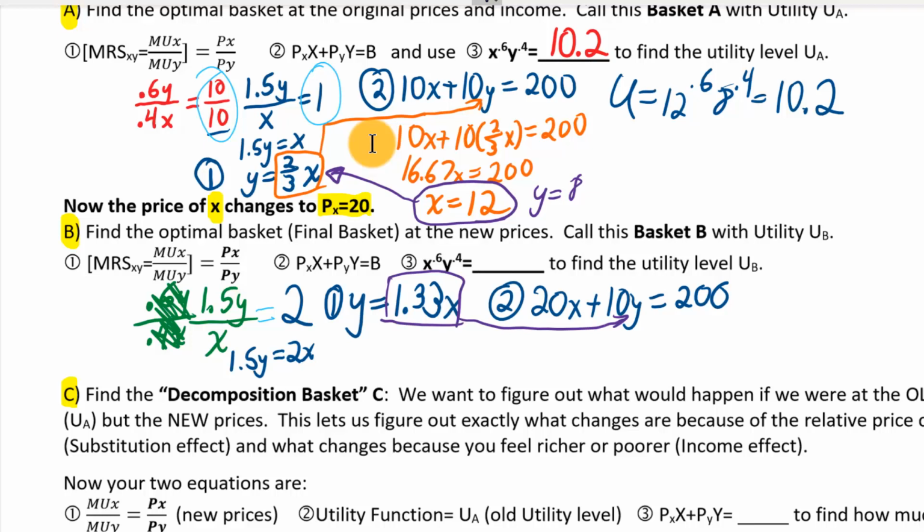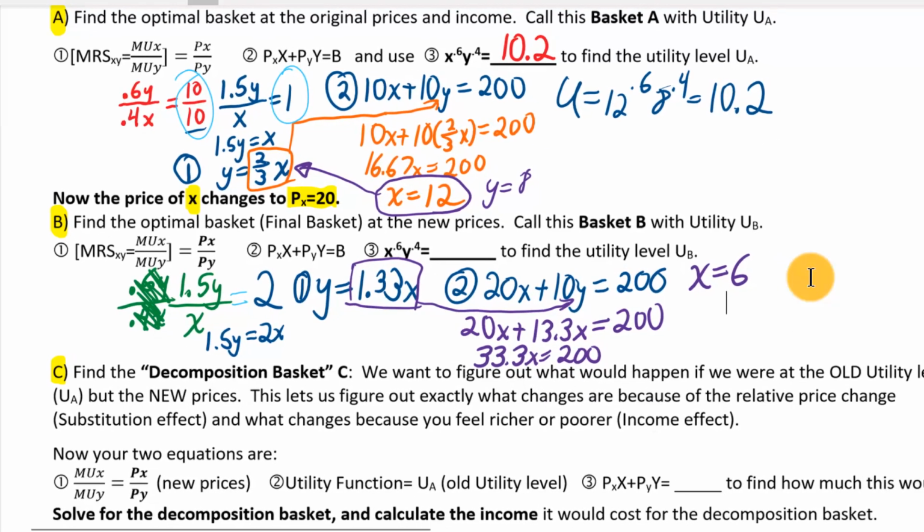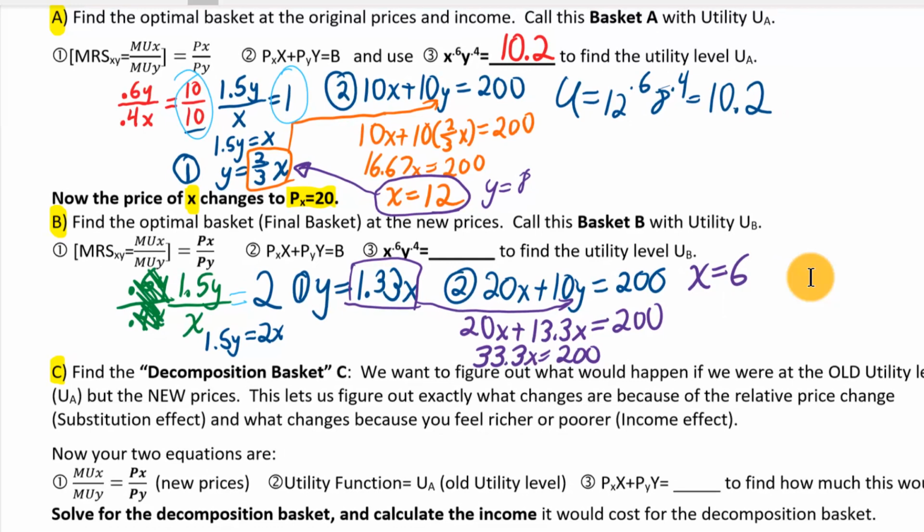So when we do that, we're going to get 20x's plus 10 times 1.33, which is 13.3x, equals 200. Add the x's together, we get 33.3, and that's really 33.3333333, right? So 33 and a third x's equals 200. And when we solve that, we're going to get 6 for x. X equals 6. And again, if you round, you'll end up with something slightly different. But the exact answer we're going for here, if we left that as 33 and a third, would be 6 exactly. If you get 6.01 or 5.99, no problem.